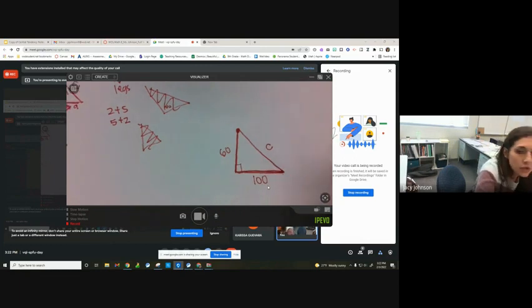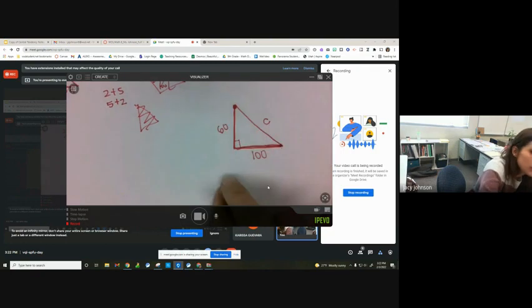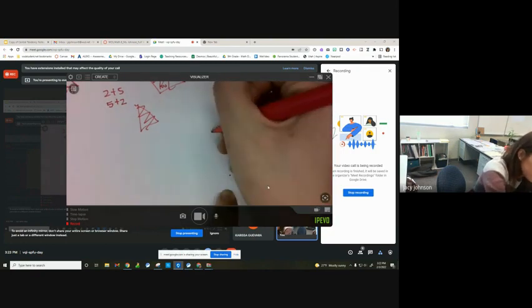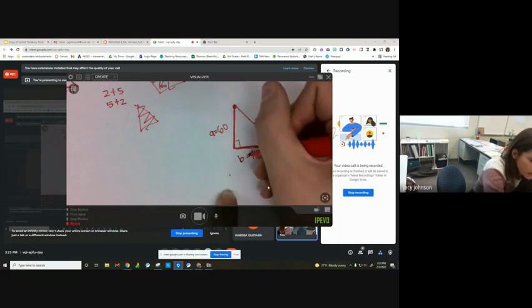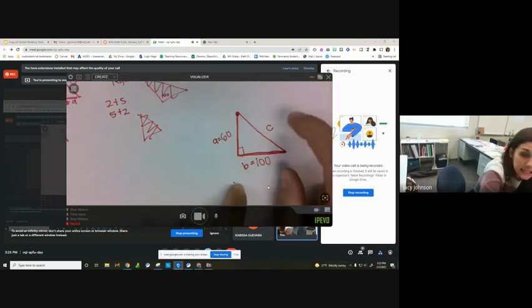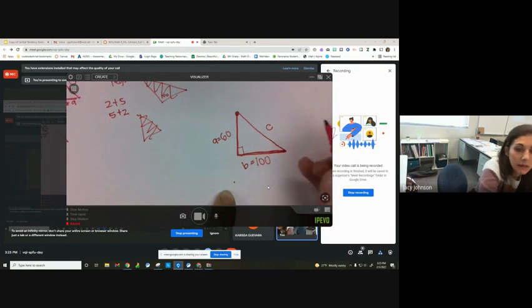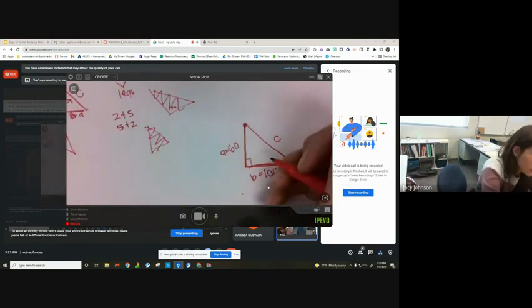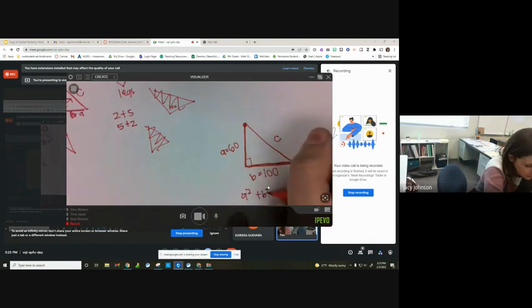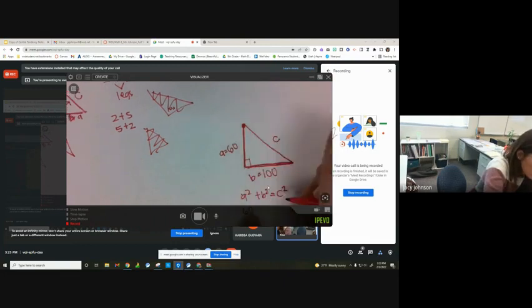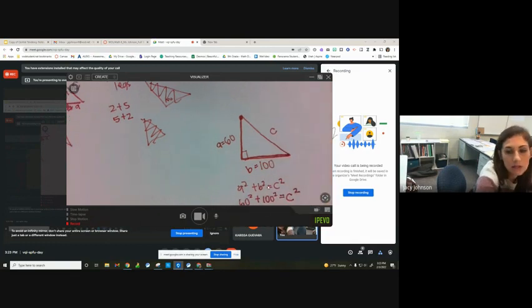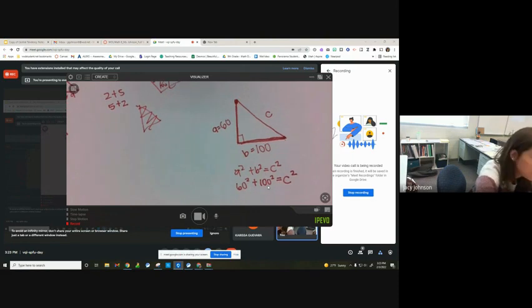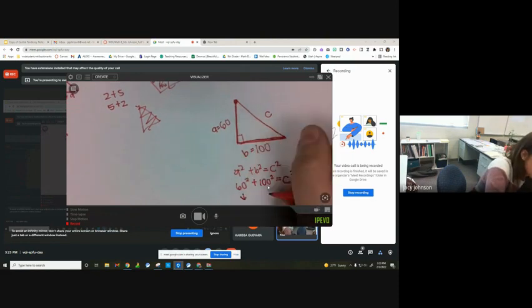So to use that Pythagorean theorem, I would label my sides. This is A, this is B, or you can flip-flop them however you want. And C is my unknown, and I would plug my numbers into my equation. So my equation was A squared plus B squared equals C squared. In place of A, I'm going to use 60. In place of B, I'm going to use 100. And in place of C, I'm not going to write anything because there is no number. I don't know what it is yet. So I'm going to square all of my numbers.